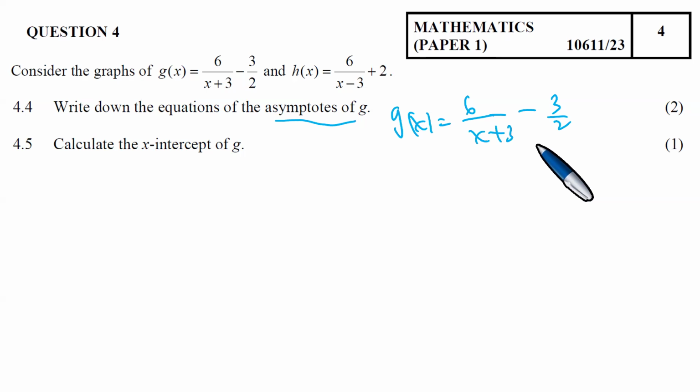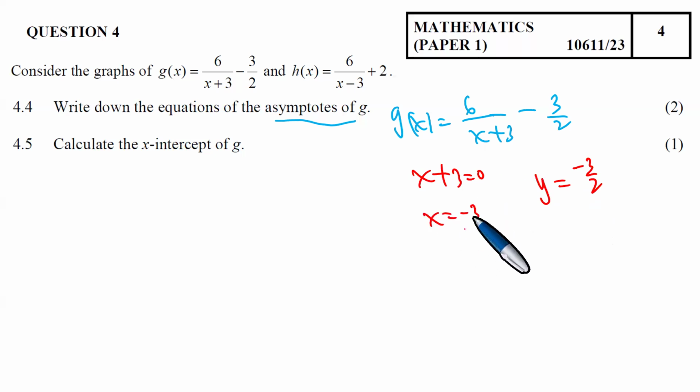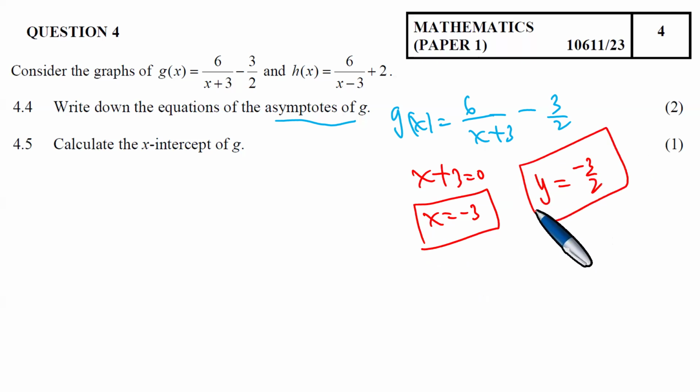It will be minus 3 over 2 is y, and then for the x plus 3, to get the asymptote you must say x plus 3 is 0. So that x is minus 3, or y is minus 3 over 2.